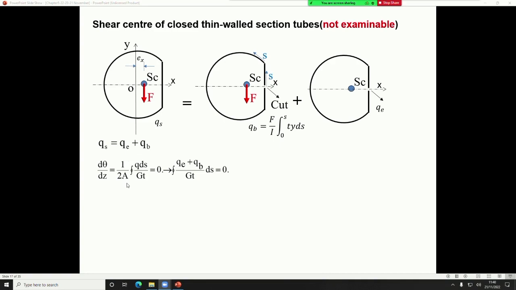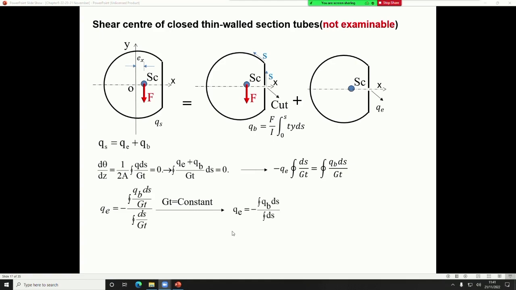Now, 2A is constant, so it can be eliminated. And I can expand q, which is equal to QE plus QB. And I keep Gt inside the integral because G and t might vary around the section. So in that case, I can say loop integral of minus QE ds over Gt equal to loop integral of QB ds over Gt. And from this, I can find QE. Say Gt is constant, therefore QE is equal to minus loop integral of QB ds divided by loop integral of ds.